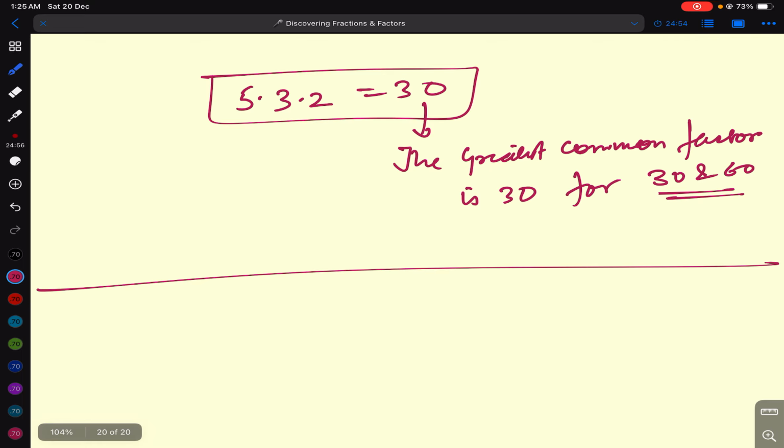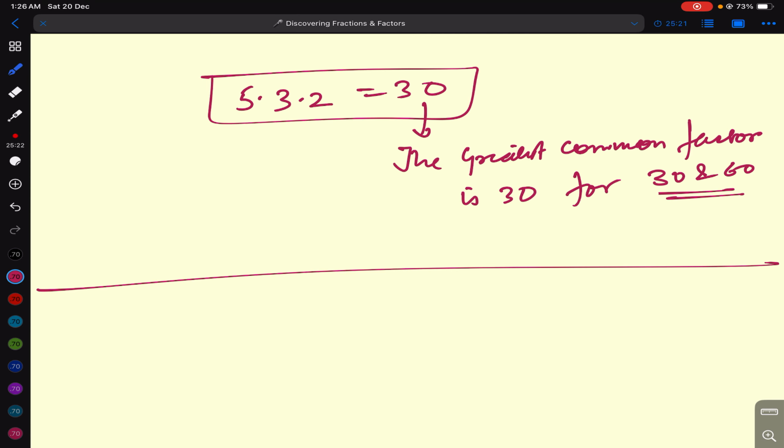Now we can also find the greatest common factors if you don't have both the numbers as numbers exactly. You can also find the greatest common factor when you have the case of one number and a variable, or you can say if you have both numbers and variables. Let's say if you have two expressions which have both numbers and variables, then also you can find the GCF. Let's see how we do that.